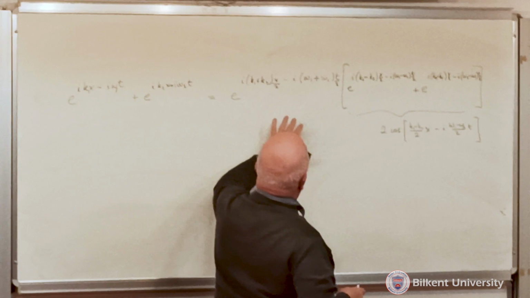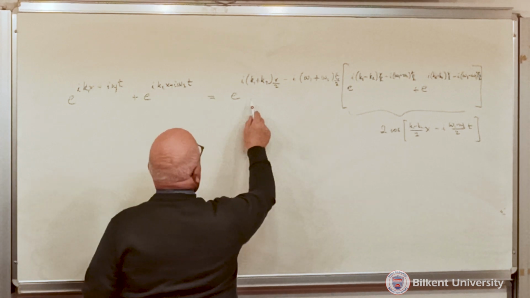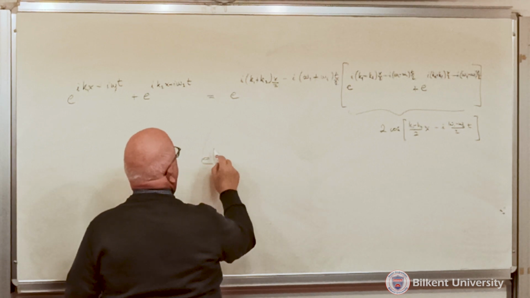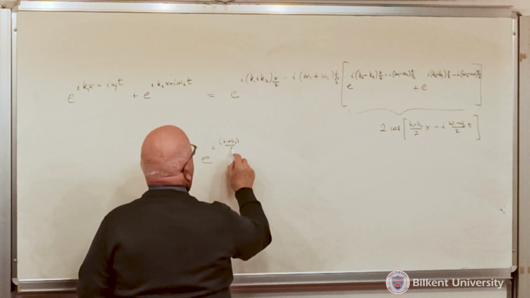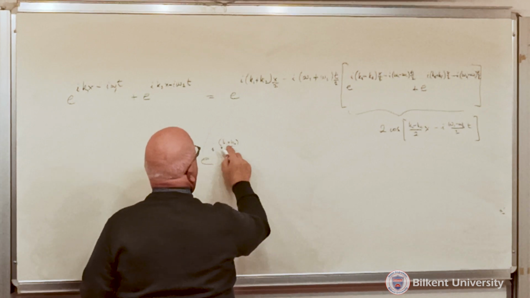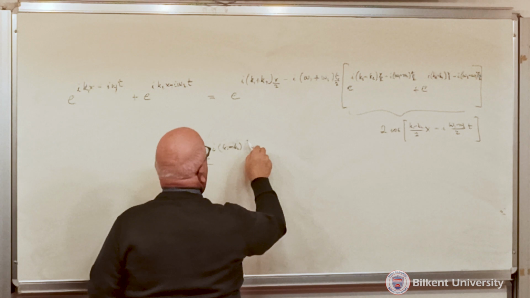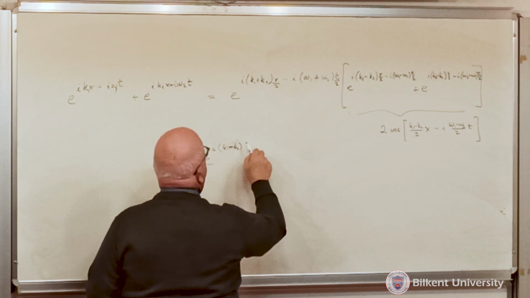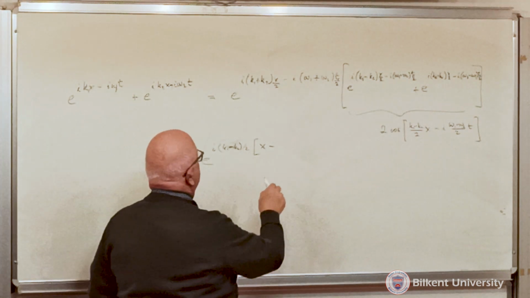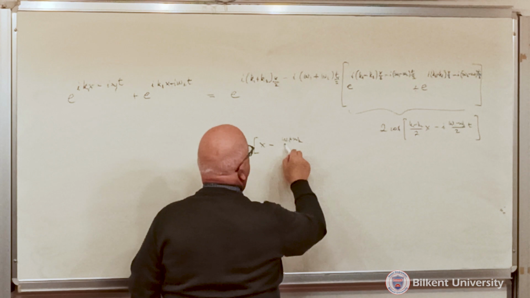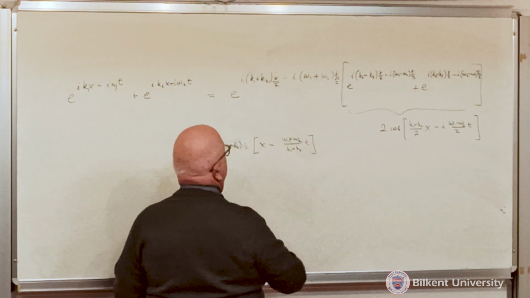Okay, so if we try to find out the velocity of this wave, if I want to analyze this wave, I can write this as e to the i (k1 plus k2) over 2, then x minus (omega 1 plus omega 2) over (k1 plus k2) t, right, for that wave.